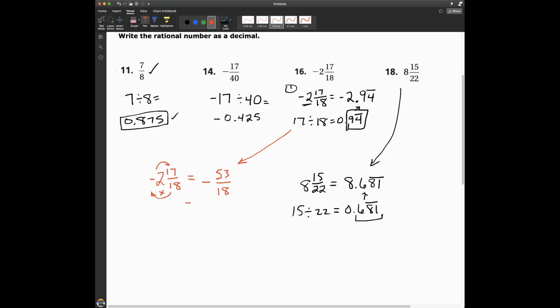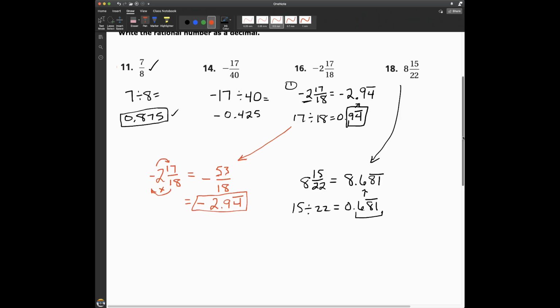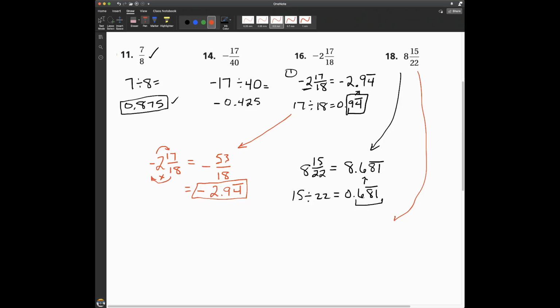Some of you may like to work out these problems this way, and either way is fine. Then in my calculator, you go ahead and take 53 divided by 18, because I know my answer is still going to be negative. When you do that, 53 divided by 18, I get 2.94 repeating, and I just have this negative sign here that I had from the very beginning, so I keep it. I can do the same thing with this problem.